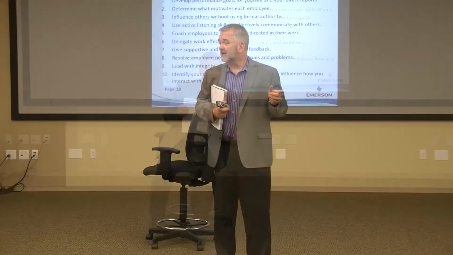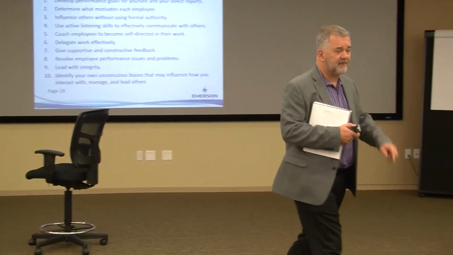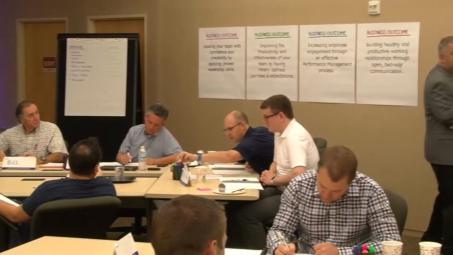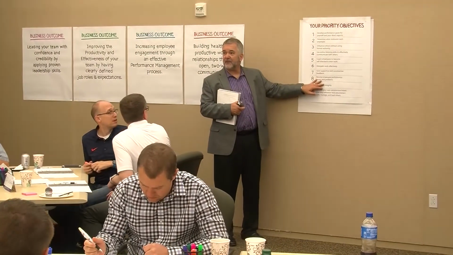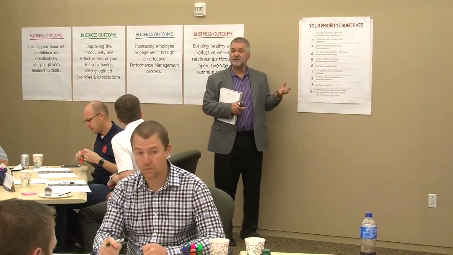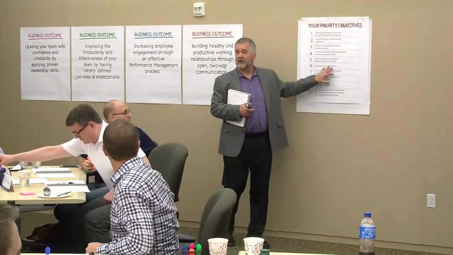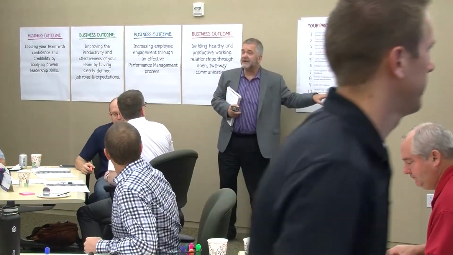What I'd like you to do is grab a magic marker at your table, and over on this flip chart here, I'd like you to put your 3 check marks, transfer them over here. This will kind of give me a quick visual of where the group is at. Now we're going to cover all 10, but to what degree, you're going to help me determine that.